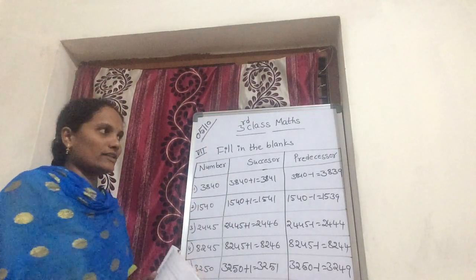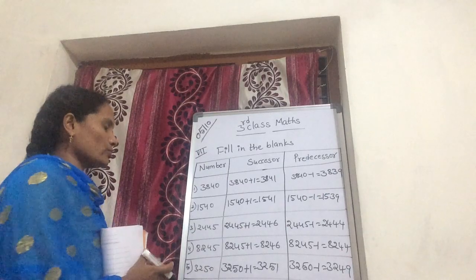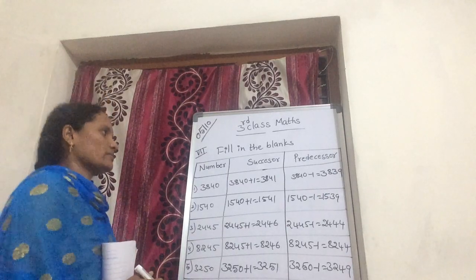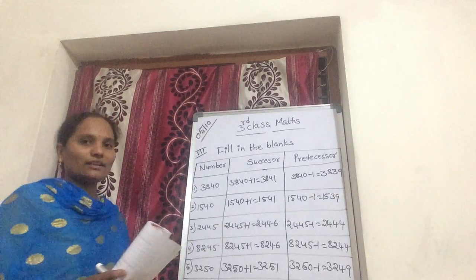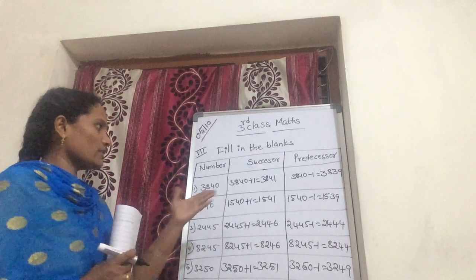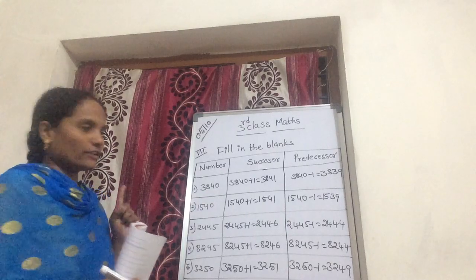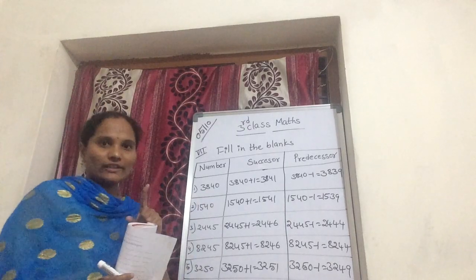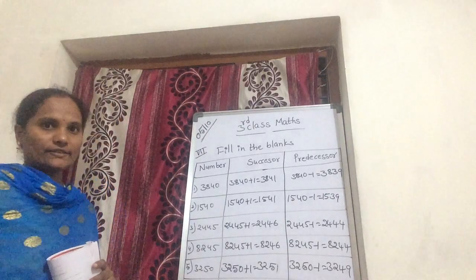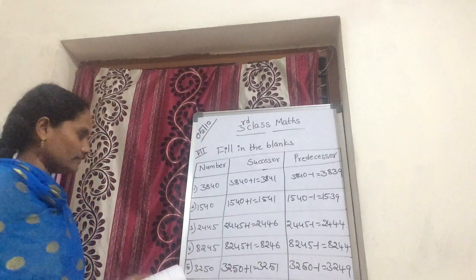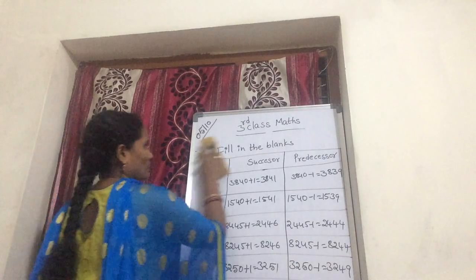Let's see next one. Copy this. Successor means adding plus 1 or you should write after numbers. What is the meaning of predecessor? Predecessor means you should write before numbers or you subtract 1. The given number, you do subtraction of 1. Okay. This is successor and predecessor. Let's see next one.